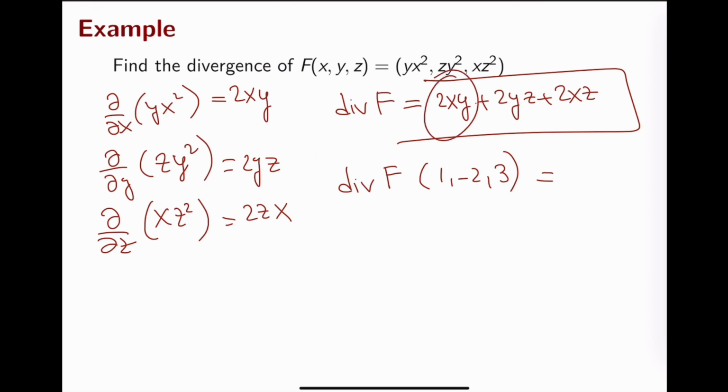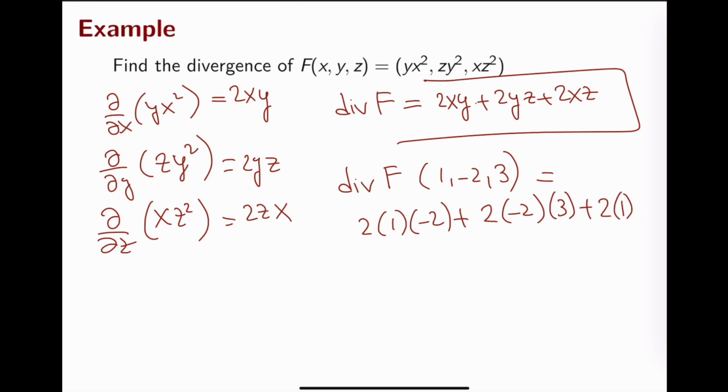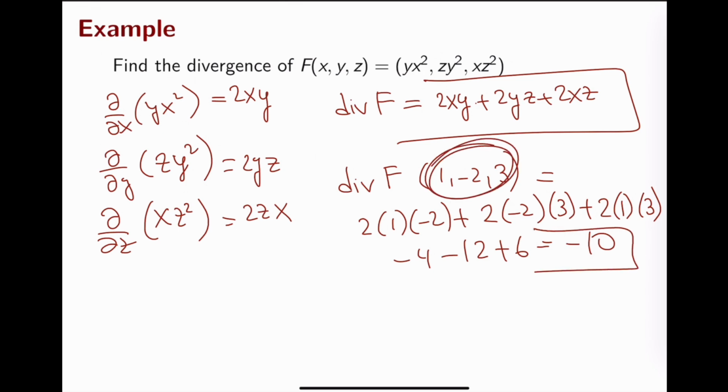Okay, so following this formula, here will be 2xy plus 2yz plus 2xz. Okay, so this is minus 4 minus 12 plus 6, which is minus 10. So we got that at this particular point, the divergence is minus 10, meaning that at that point, there is more fluid flowing in than flowing out.